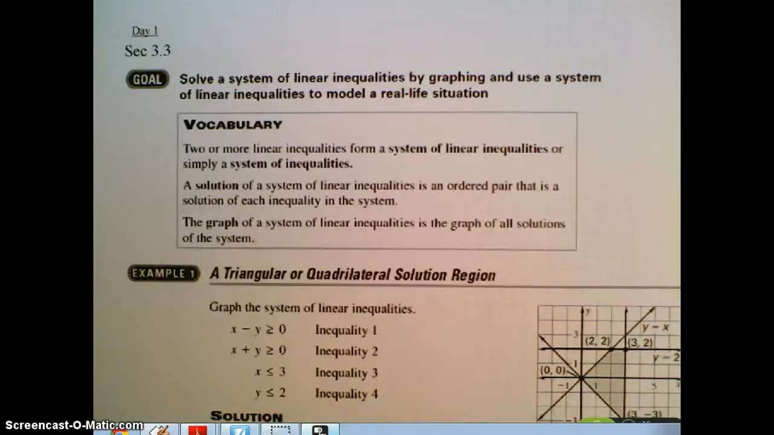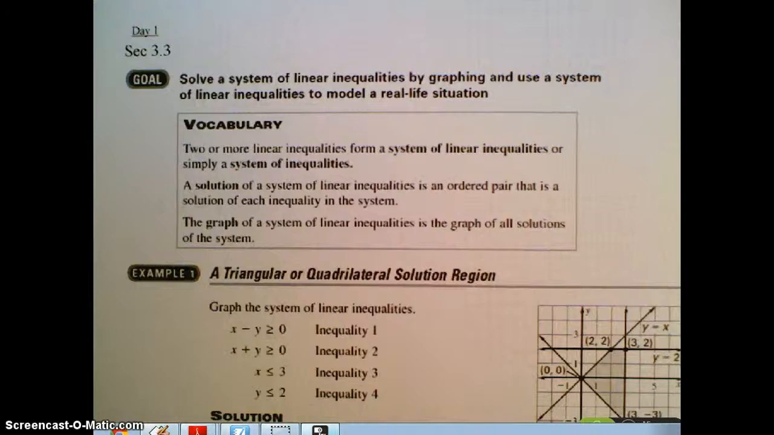Okay, today we're going to start section 3.3, graphing linear systems of inequalities. We did graph some linear inequalities in Unit 2, but this time we're going to graph more than one linear inequality and find the overlapping shaded region, which would be the solution to satisfy all the systems of inequalities. Well, let me show you an example first before we get started.